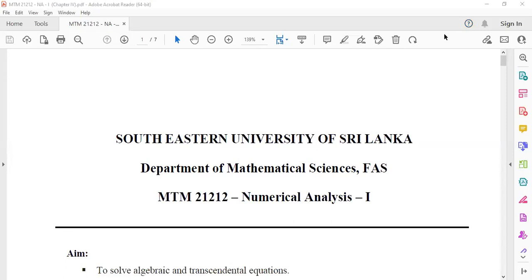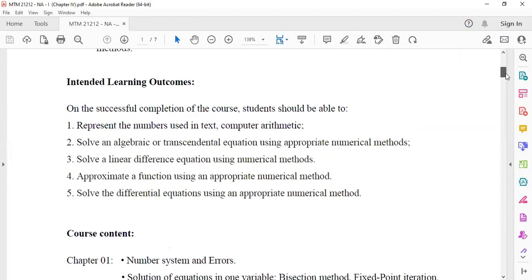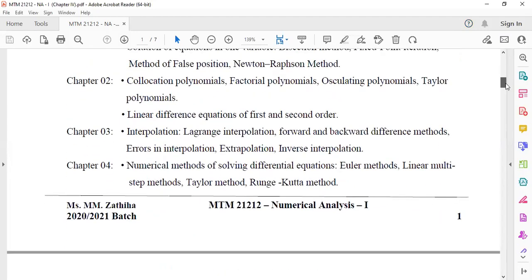Okay, let's begin our lecture on numerical analysis. We have only 2 weeks remaining, so I hope to finish up our coursework. This is lecture number 11.